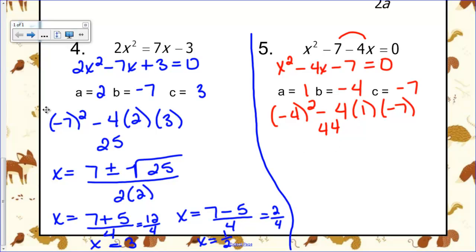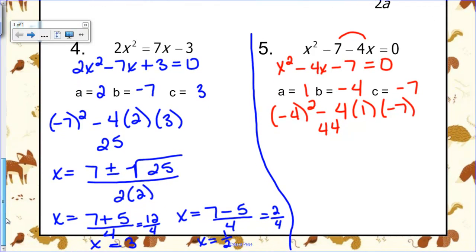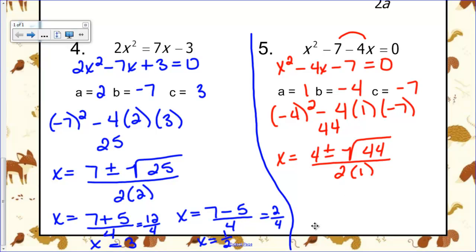So I'm going to go back to my formula. I have it written up here. The x equals opposite of b plus or minus the square root of b squared minus 4ac all over 2a. And so the opposite of b for this problem is going to be positive 4 because b is negative 4. So I have x equals 4 plus or minus the square root of, and I already did the b squared minus 4ac, so I know this is a 44, all over 2 times a.